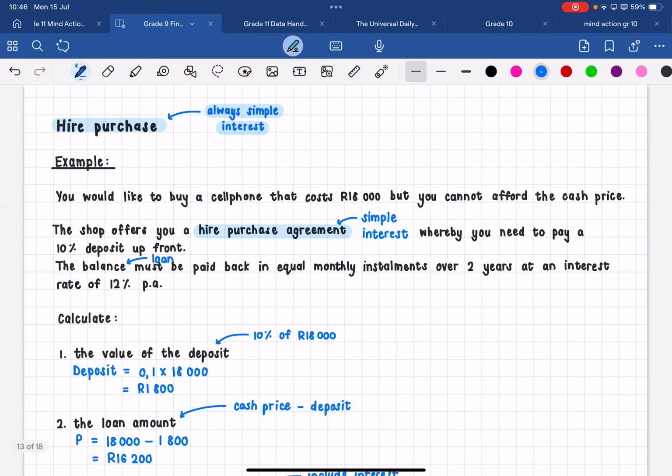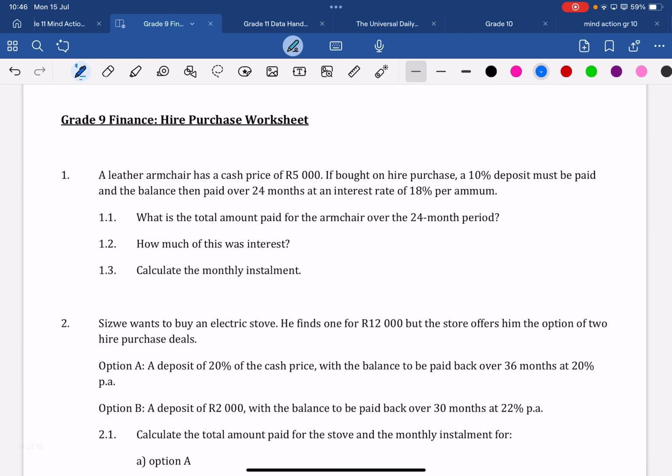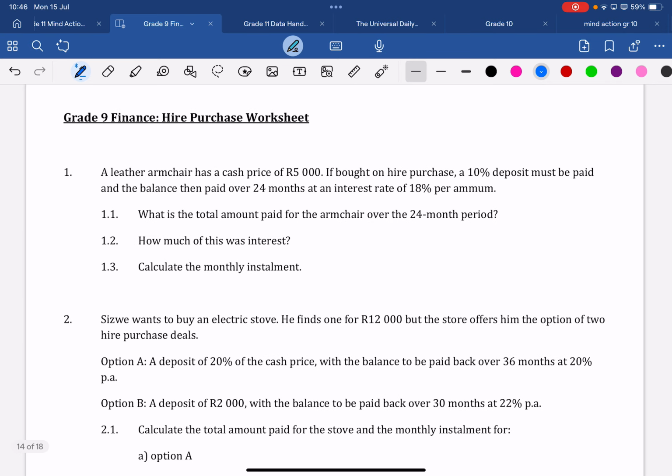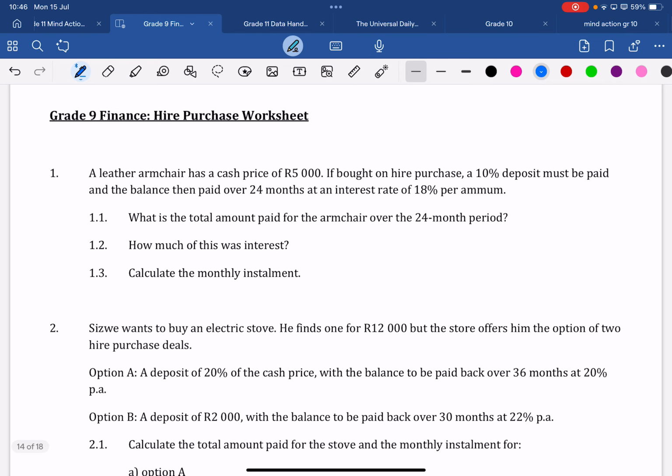All right, on this worksheet, let me quickly see if I have it here. Yes. Okay, so I would like you now to do the first question. Now I'm just going to go through the questions that they're asking you, because in number 1, they're asking the questions in a different order. But you are still going to have to calculate all the same things. All right, so let's quickly read through this.